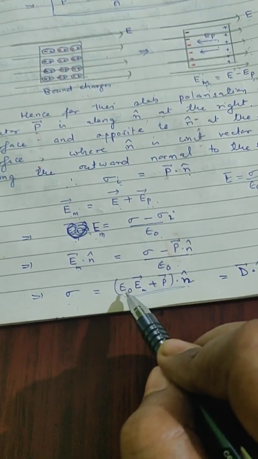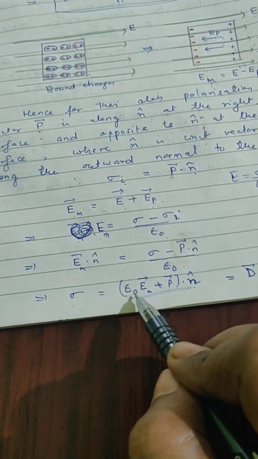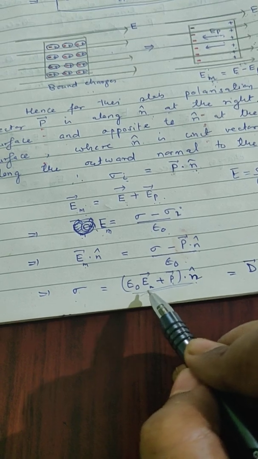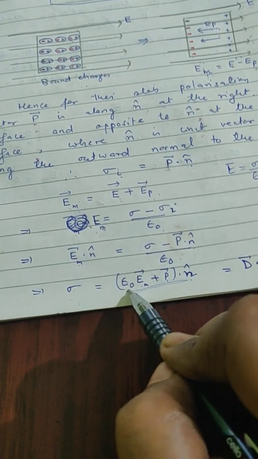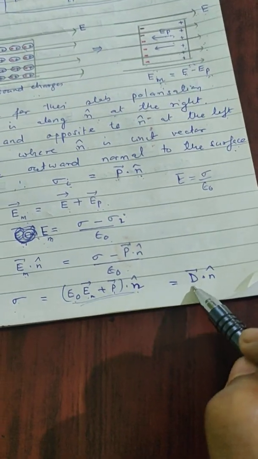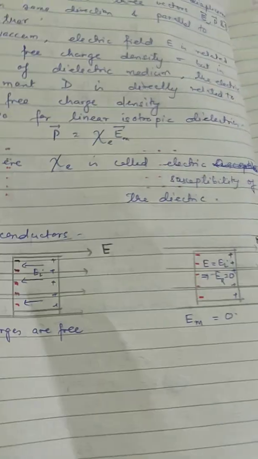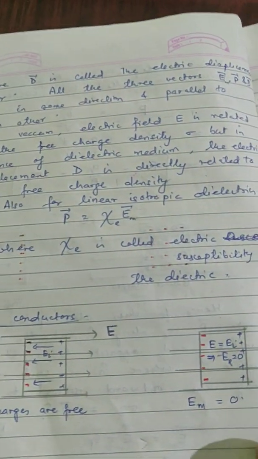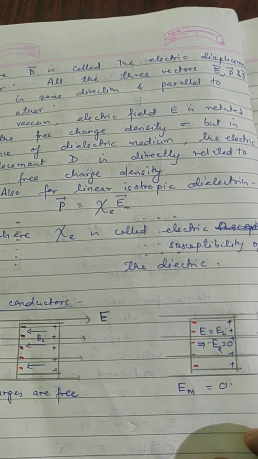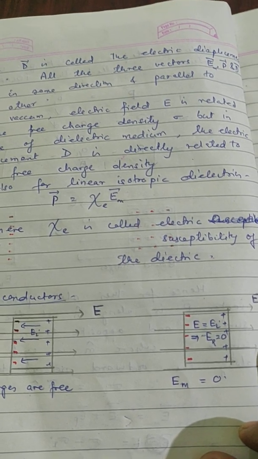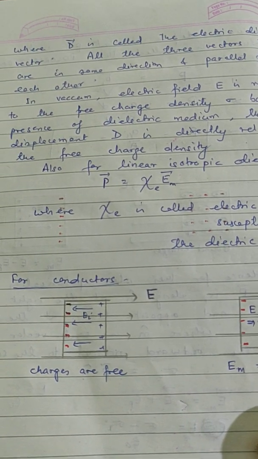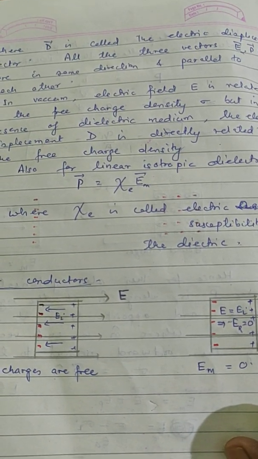And this vector, which is the sum of the polarization vector and the product of the field within the medium and epsilon naught, is called the displacement vector. So two new terms we have learned: one is the polarization vector and the other is the electric displacement vector. And all these three vectors, the electric field within the medium, the polarization vector and the electric displacement vector, all are in the same direction and parallel to each other.